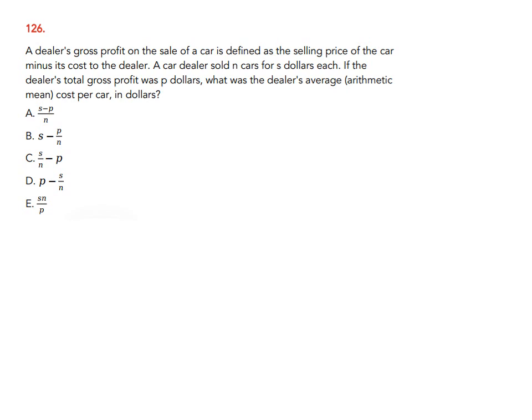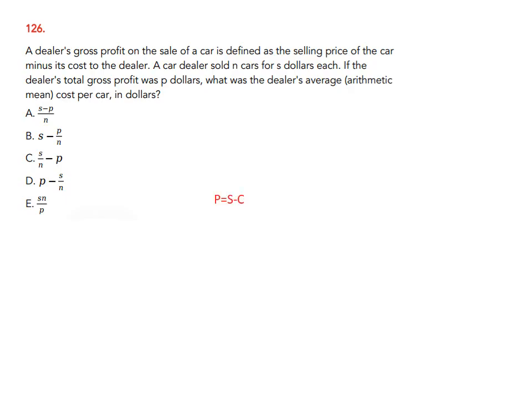A dealer's gross profit on the sale of a car is defined as the selling price of the car minus its cost to the dealer. A car dealer sold N cars for S dollars each. If the dealer's total gross profit was P dollars, what was the dealer's average arithmetic mean cost per car in dollars? So there is a given relationship, that is gross profit equals selling price minus cost to the dealer.